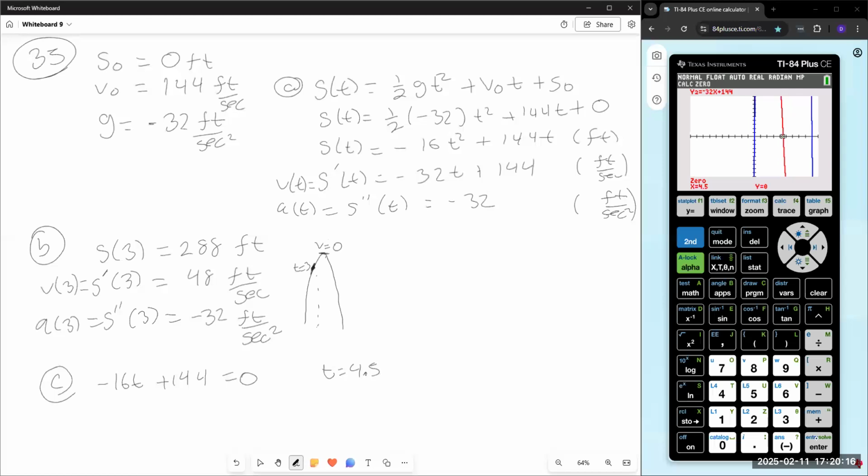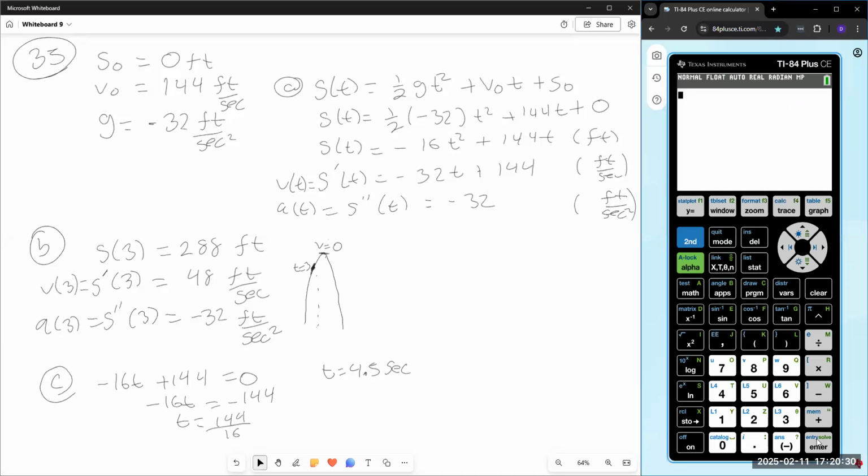That's in seconds. I can also find that by saying negative 32t equals negative 144, and t is equal to 144 divided by 32. If I put that out here on my home screen, sorry, this is 32. What did I say? This is minus 32. 144 divided by 32 is 4.5.